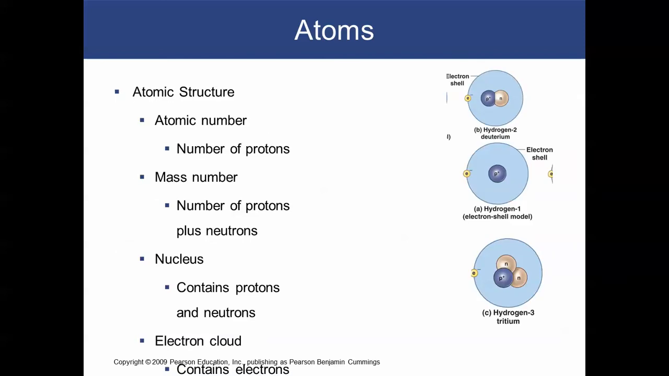Here are their atomic structures. This is a nice picture of a proton and a neutron in the nucleus, and the electron shell on the outer side, with electrons zipping around. These are all nice examples of hydrogen. But if you notice, you can have no neutrons. So that's hydrogen 1 without any neutrons. You can have hydrogen 2 with a neutron, or you can have hydrogen 3 with 2 neutrons.